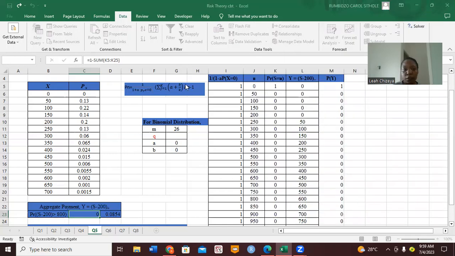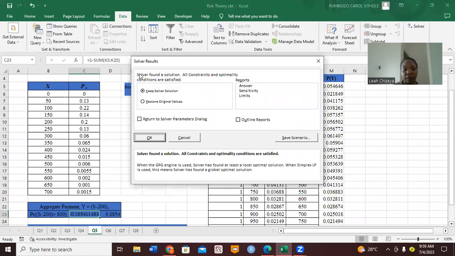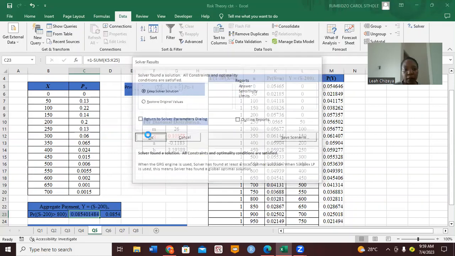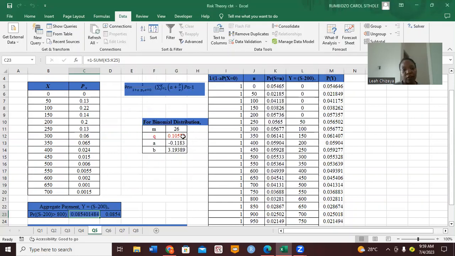It will pop up that a solution was found as all the conditions were satisfied. You click OK, and then it sets up your Q value. As we can see, our Q is between 0 and 1, and our A is negative, as we know for a binomial distribution, and our B is positive. So this is how we get our Q value.